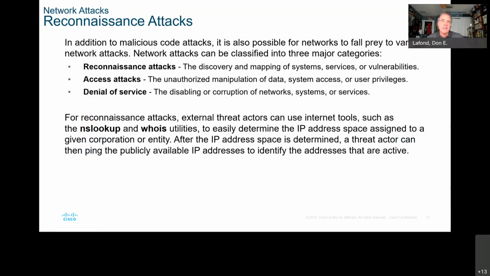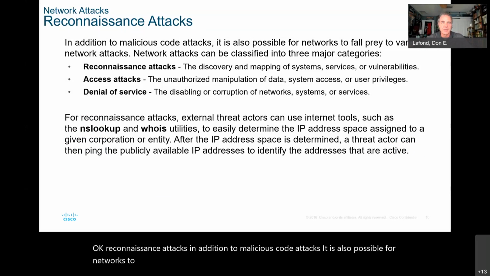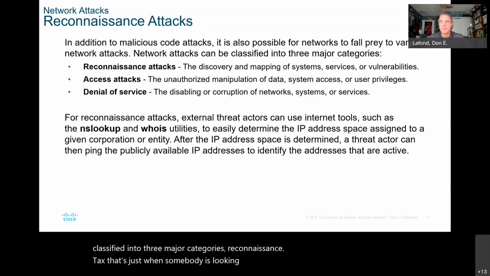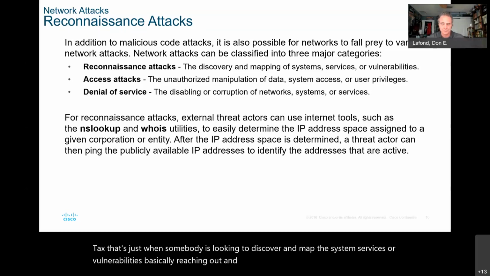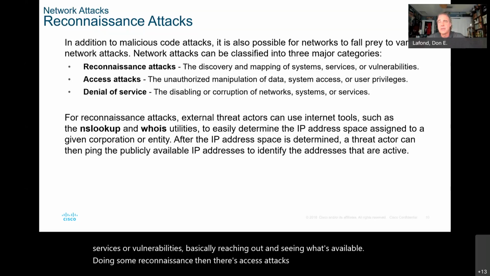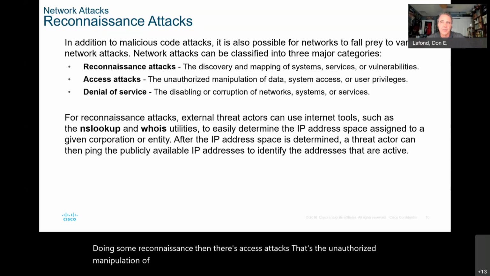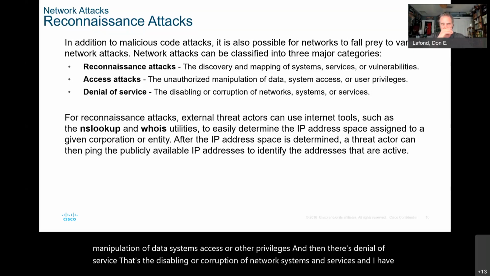Okay, reconnaissance attacks. In addition to malicious code attacks, it is also possible for networks to fall prey to various network attacks. Network attacks can be classified into three major categories. Reconnaissance attacks, that's just when somebody is looking to discover and map the system services or vulnerabilities, basically reaching out and seeing what's available, doing some reconnaissance. Then there's access attacks. That's the unauthorized manipulation of data, systems access, or other privileges. And then there's denial of service. That's the disabling or corruption of network systems and services. And I have a couple slides to show that.